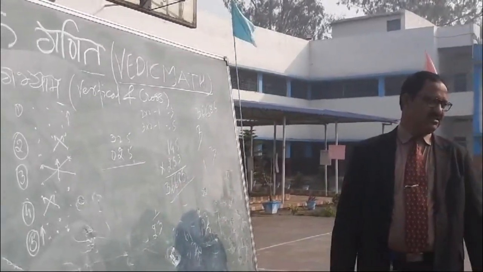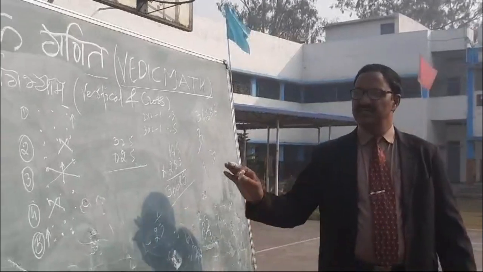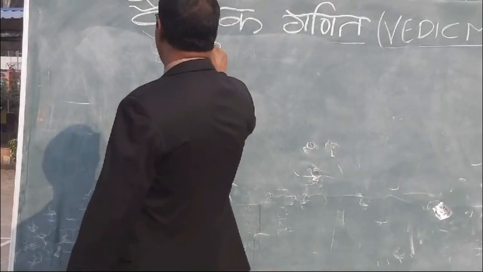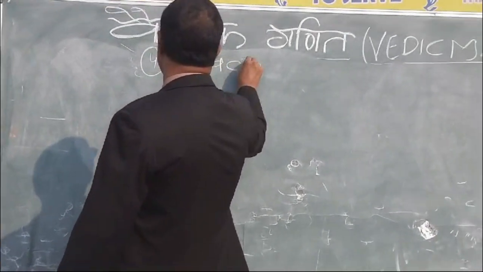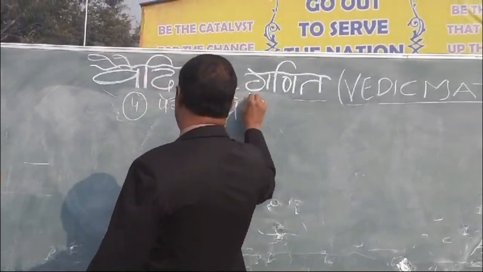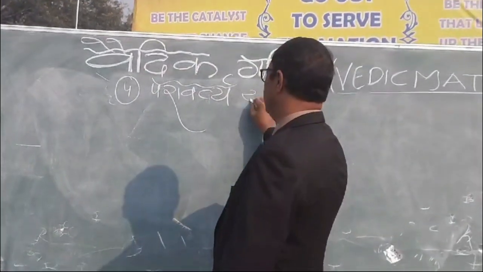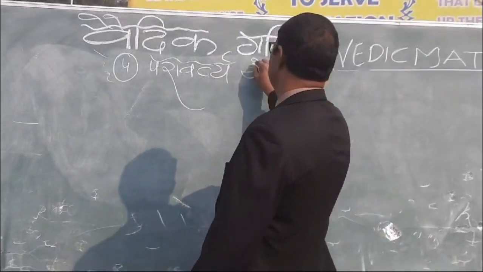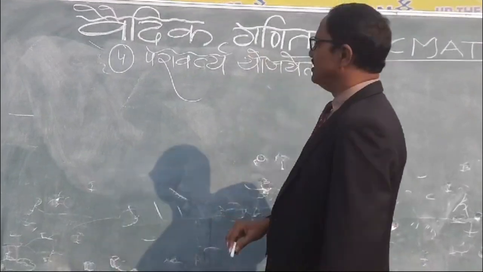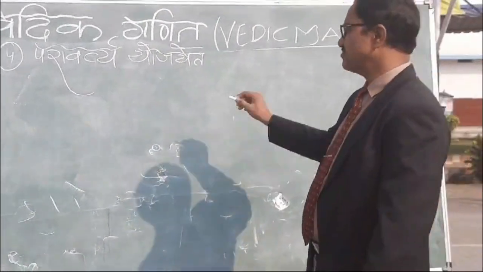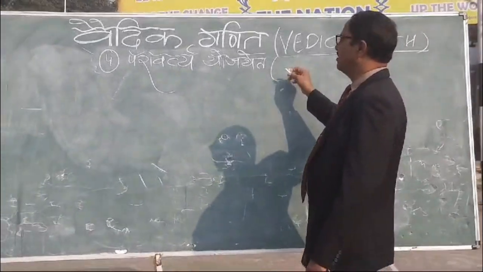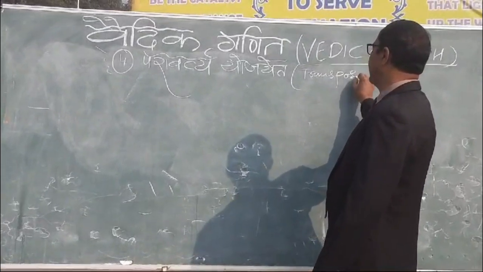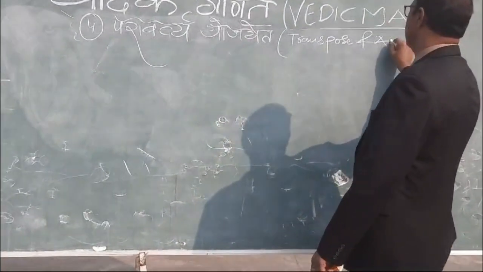Okay, children, I think you understood this Urdhva Tiryag. Very important. Now the next sutra, Pravartya Yogyet. What does it mean? Adjust and transpose. Transpose and adjust.